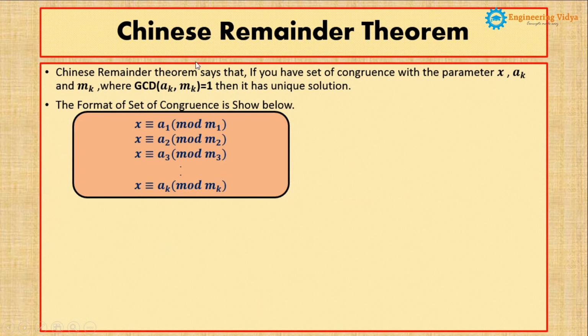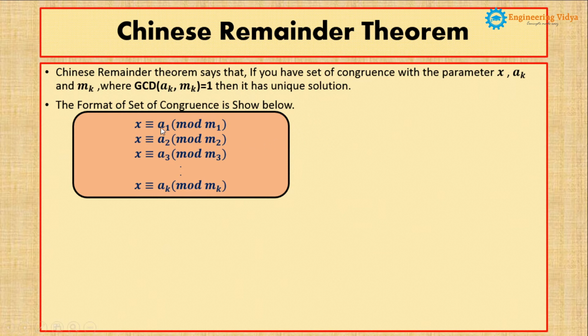Now the Chinese remainder theorem says that if the set of congruences is given in this fashion, and if the GCD of ak and mk is 1, then the value of x will have only a single solution. That's why we call it a unique solution. I hope this theorem is clear to you, and if it is not clear, then don't worry. We'll come to the problem solving part, and over there we will understand it in detail. I hope you understood a little bit of this.